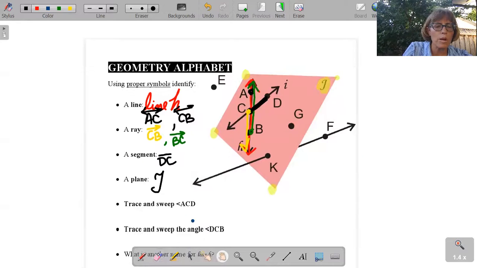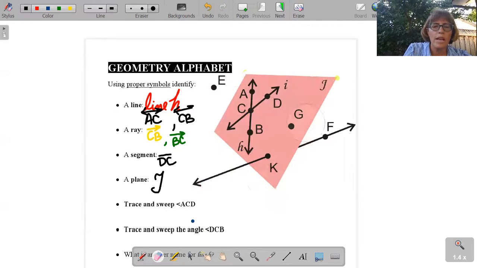All angles, you want to make sure you trace and sweep. So if I want to trace and sweep angle ACD, you go like this. A, go to C, go to D, sweep. And you always sweep at the center letter. Trace and sweep angle DCB. D, go to C, go to B, sweep at that center letter.